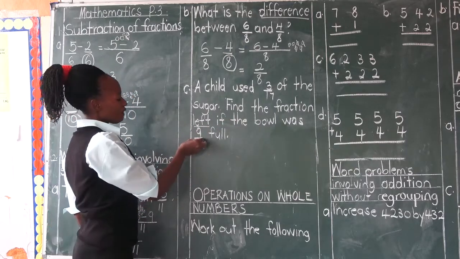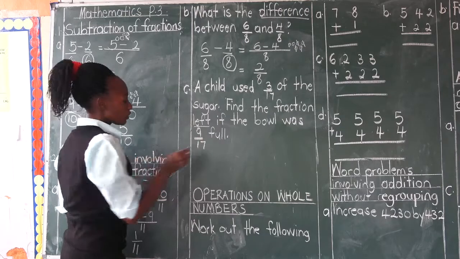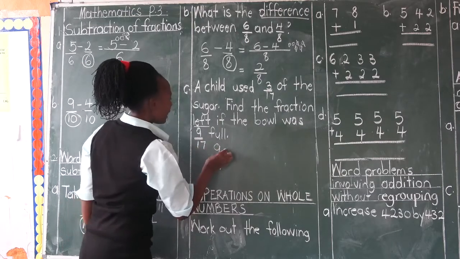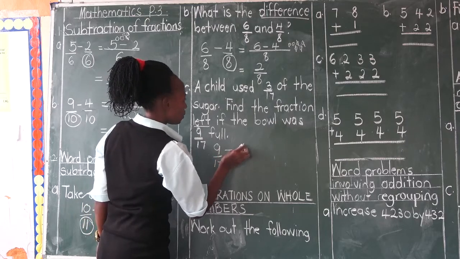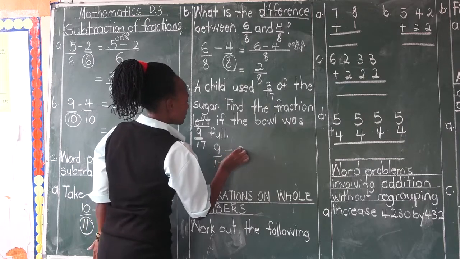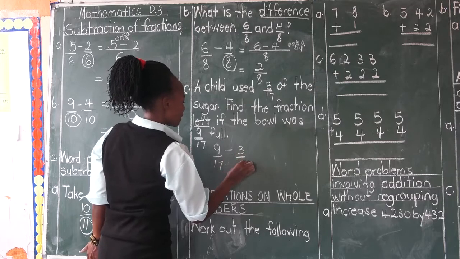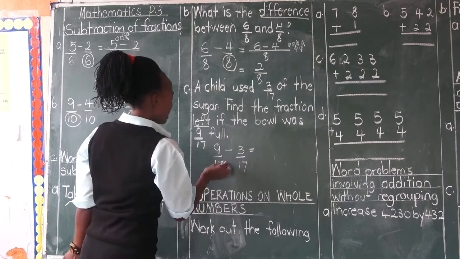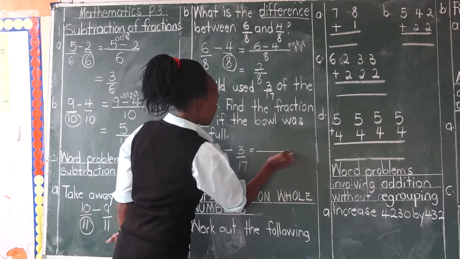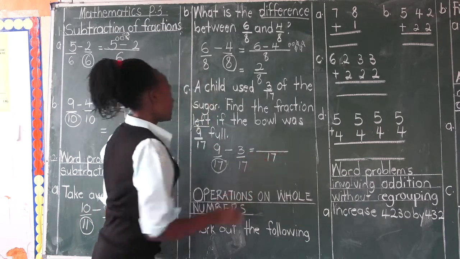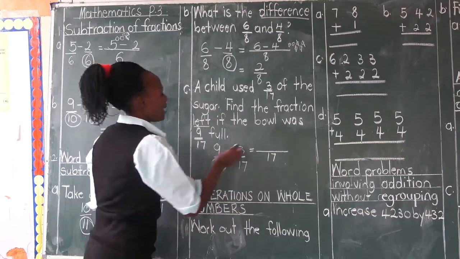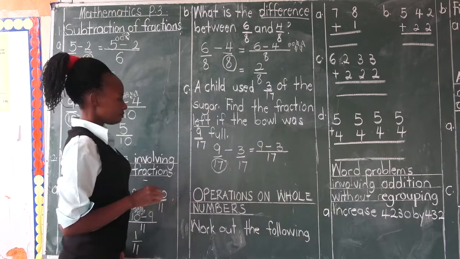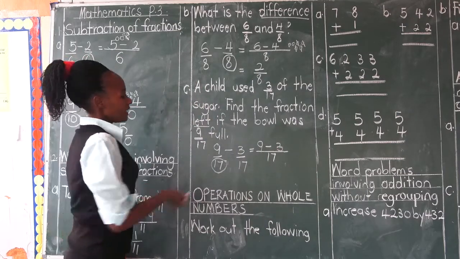What we are going to do is first take the fraction when it was full, 9 out of 17, take away the fraction which was used, which is 3 out of 17. We start with one denominator, draw a sleeping line, the denominator down. Then we come to the numerators. We have 9, take away 3.